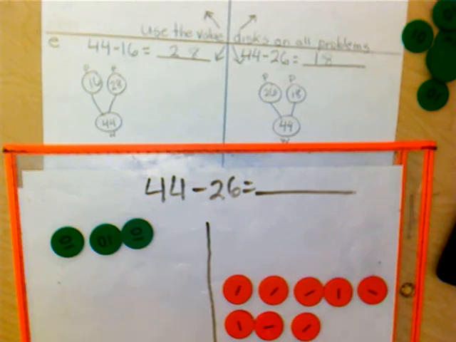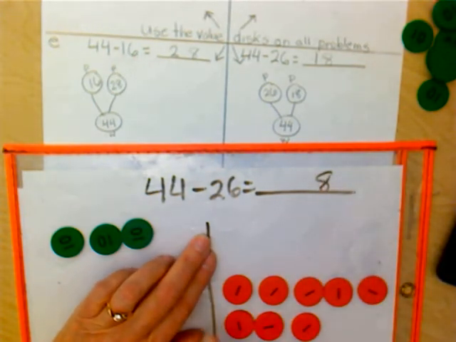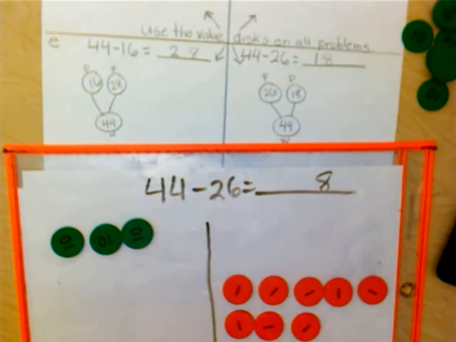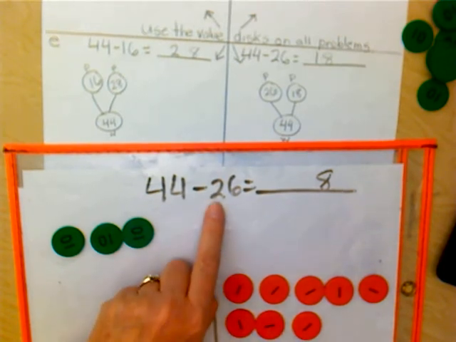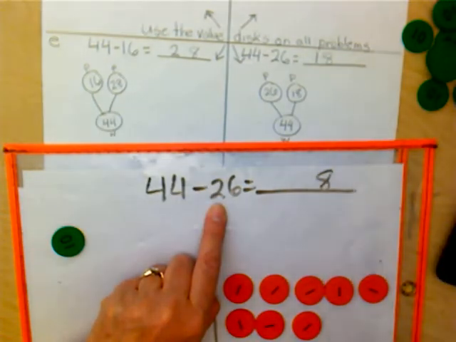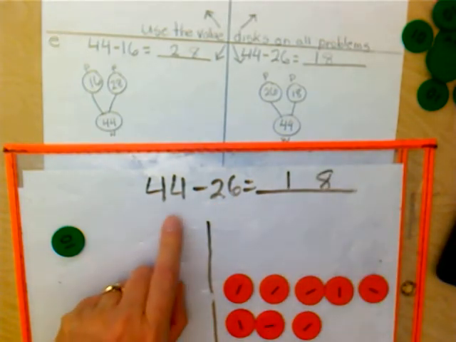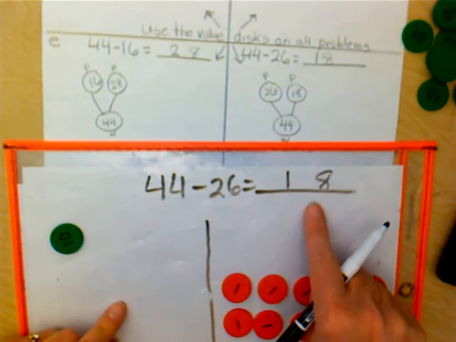I love putting them together like that because I can see just by looking at it that I have 8 ones because I keep that row of 5 all the time. But I still have to remember that I'm not just subtracting 6 ones, I'm also subtracting 2 tens. There goes my 2 tens, which leaves me with 1 ten, and therefore 44 take away 26 is 18.